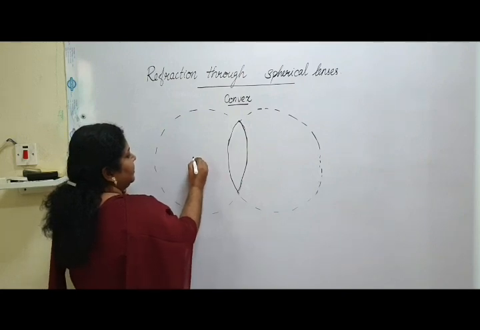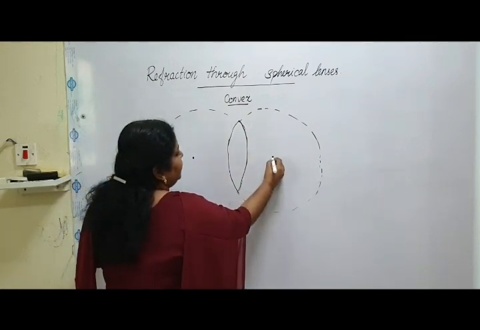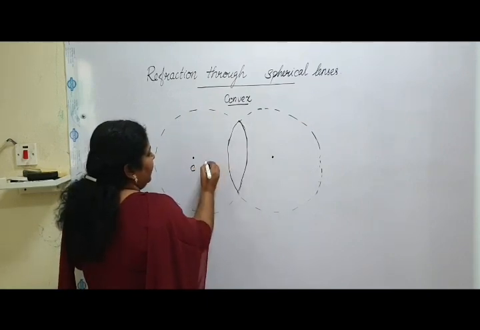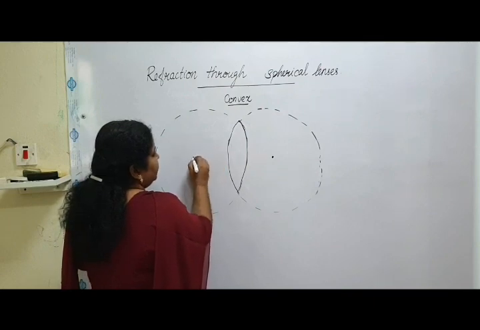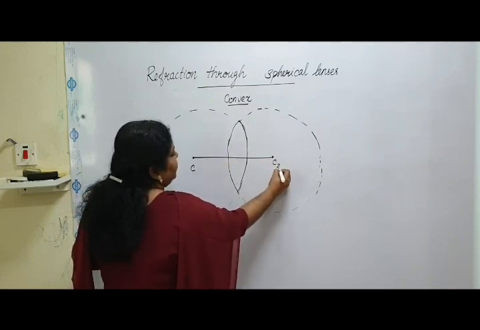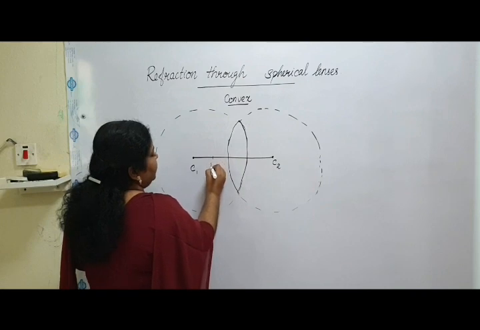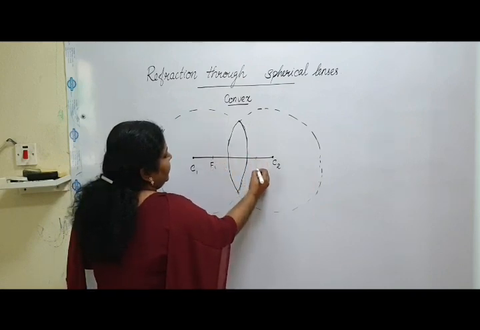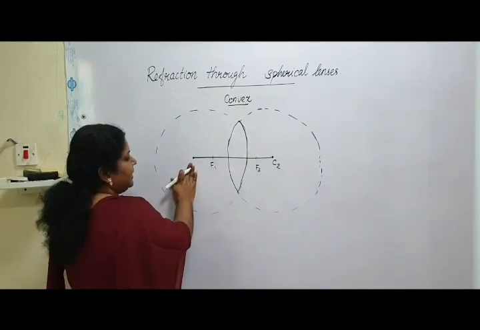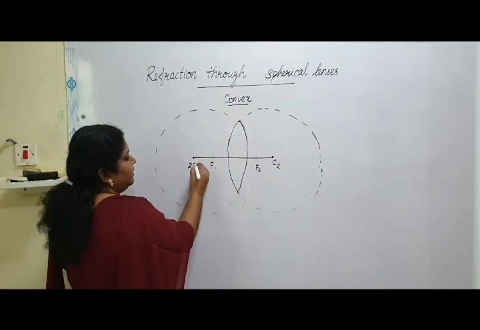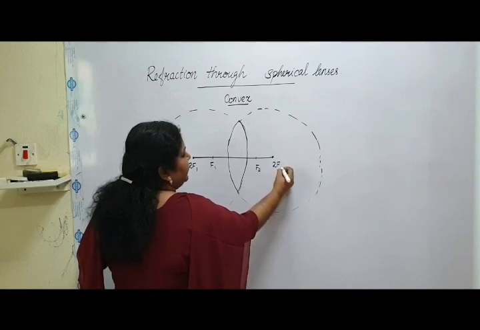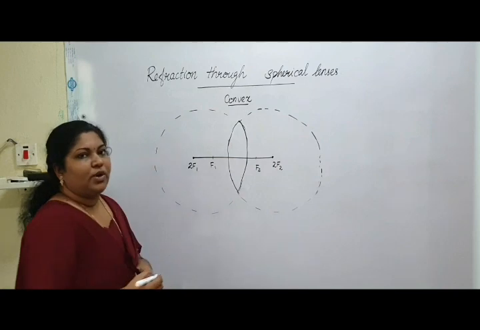So here again we have centers for these spheres. These centers we call as center of curvature. Just like what we have done, just see. So here is C2, here it is C1, this portion we call as F1, here F2. Actually in lenses we will not write C, instead we will write 2F1. This is written as 2F2, double the focal length. So this is the case for a convex lens.